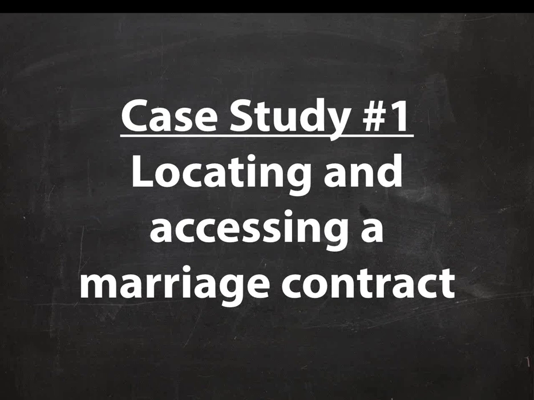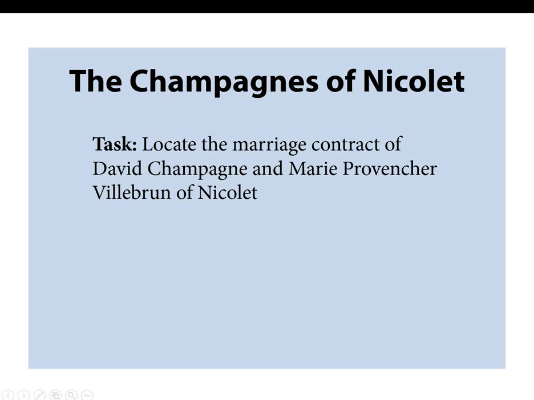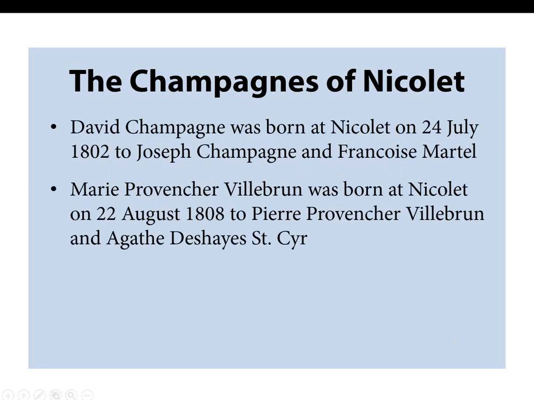Okay, let's jump right into our first case study here, locating and accessing a marriage contract. My task here is to locate the marriage contract of David Champagne and Marie Provencher Villebrun of Nicolet. As I said before, you always want to know more about the people that you are researching. You can't just jump right in. So I want to learn more about these two families.